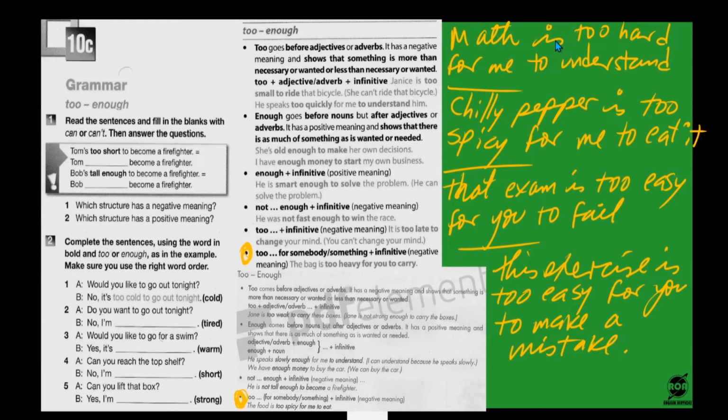Now some more. In this case the last usage is too, but referring to a person, for somebody. Math is too hard for me to understand. In this case it has a negative idea because it's hard. Chili pepper is too spicy for me to eat it. In this case as well it's negative because it's spicy. It's not a positive thing.